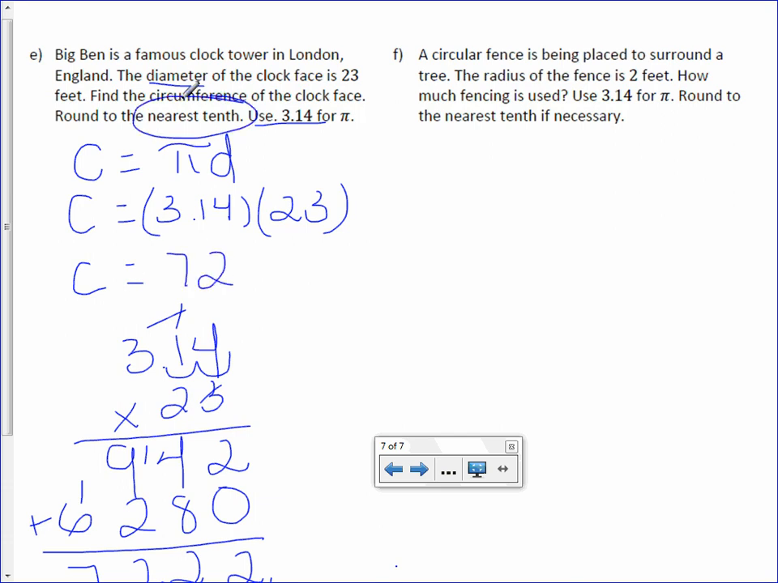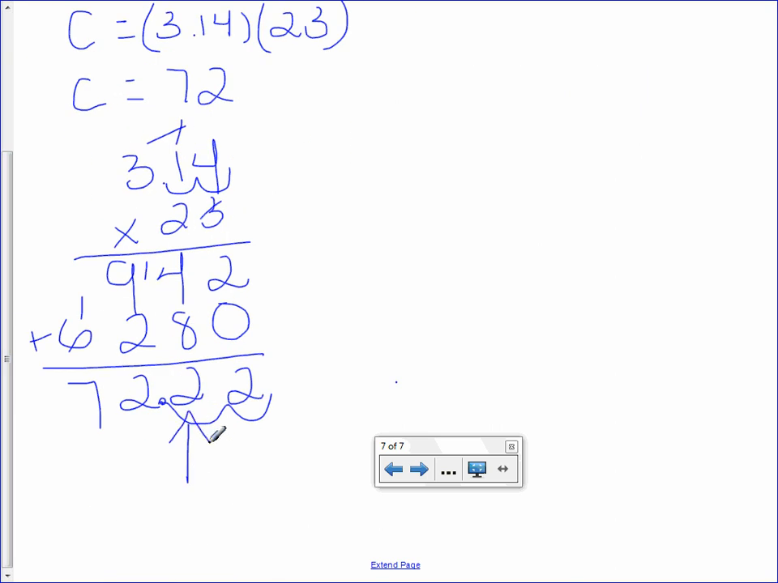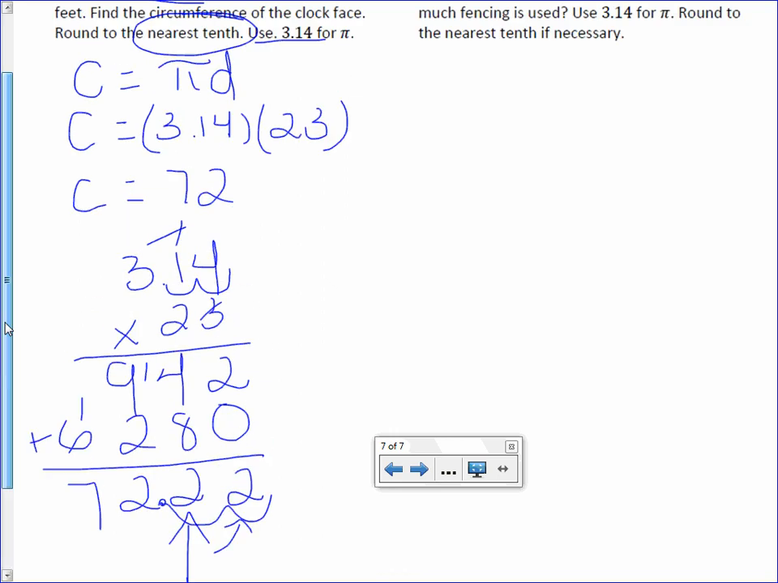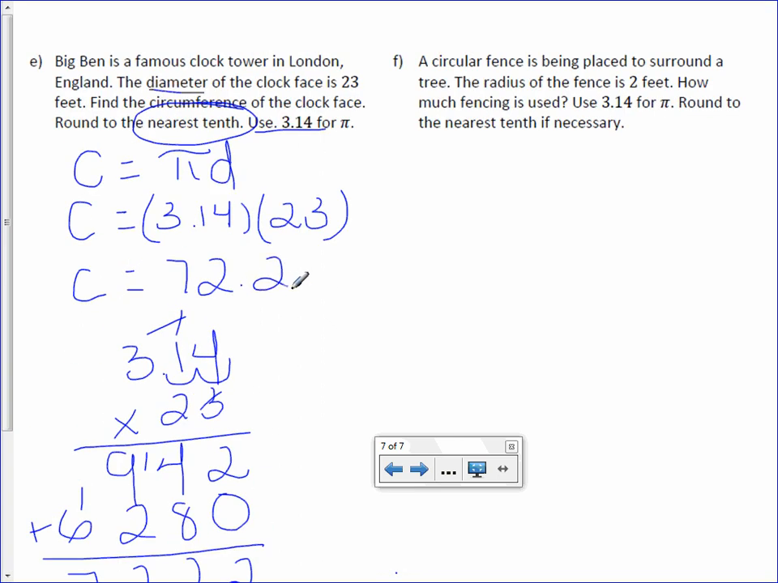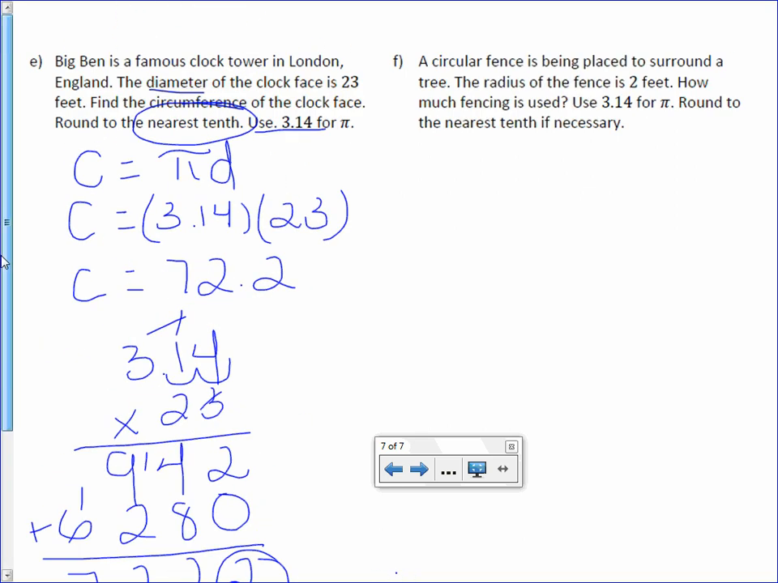Circumference equals 72. Now, before I go on, it says round to the nearest tenths. This number right here is in your tenths place. Does it stay a 2 or become a 3? In order to figure that out, you need to look next door. In this case, it stays a 2 because that next door number is less than 5. So 72.2, and our unit of measure is feet. So the distance around that clock on Big Ben is 72.2 feet.